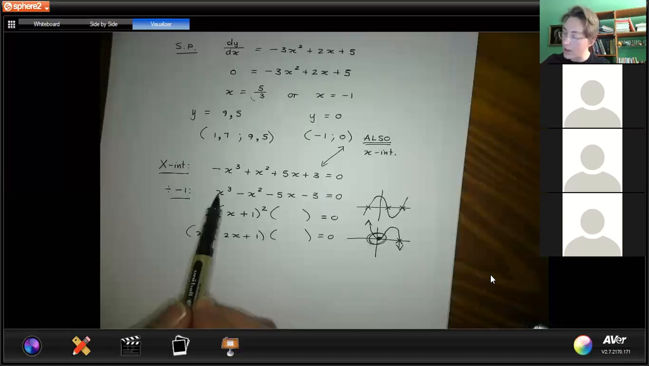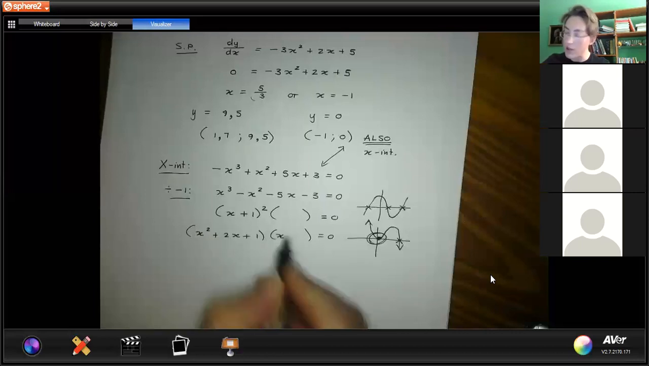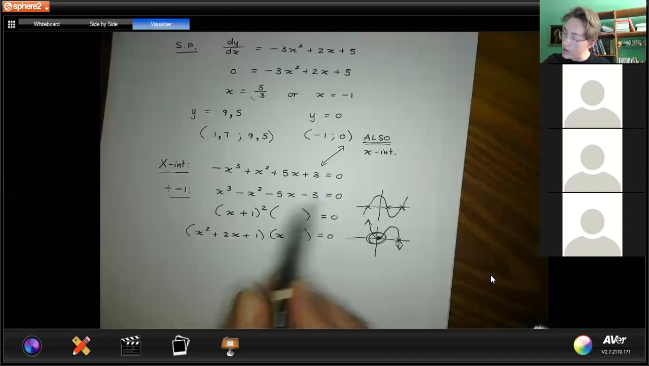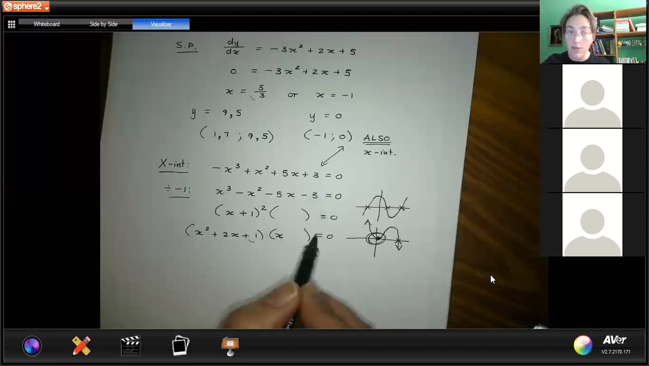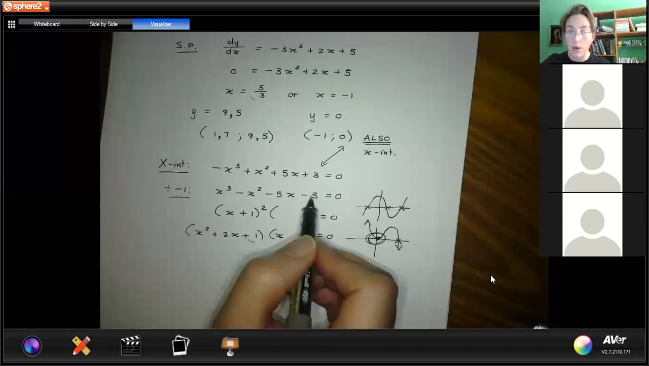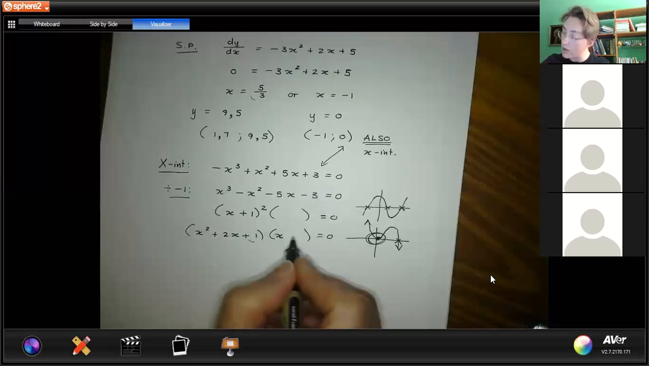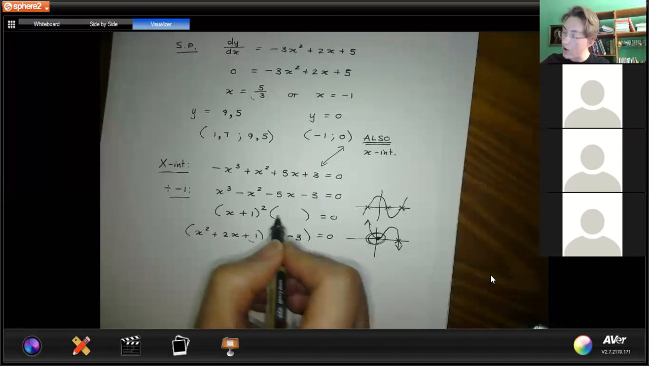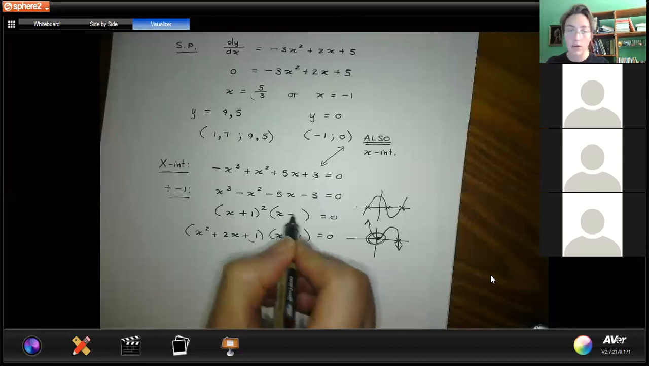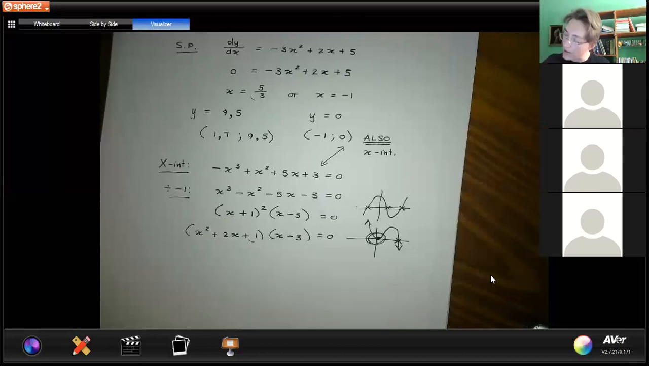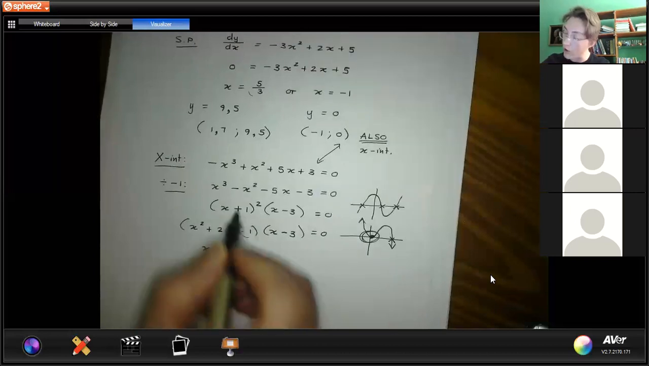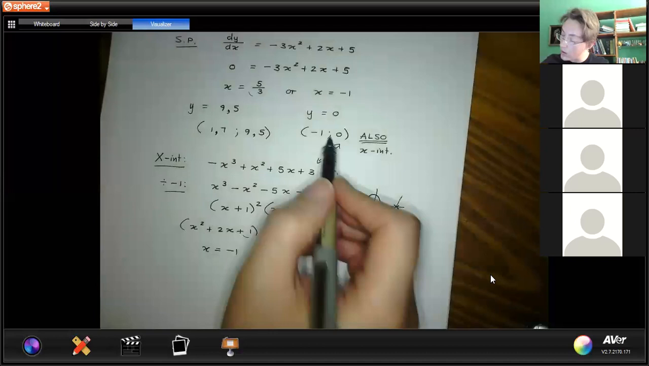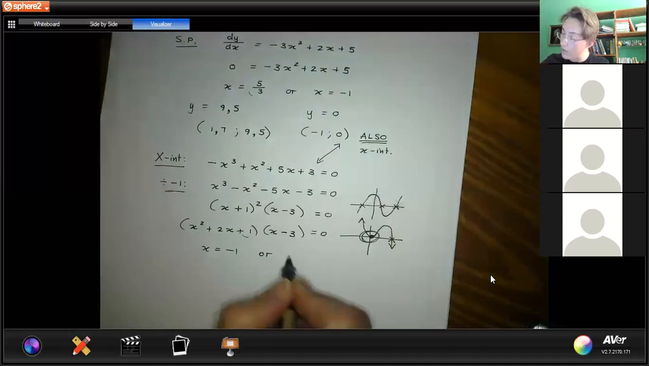So x squared times x is equal to x cubed. And this one times this one, this is the constant value, times the constant value here, it's got to be equal to this one. So 1 times -3. So then I know that this bracket is x minus 3, which then means I know my x-intercept is x equal to -1 from here, which I already knew from here, or x equal to 3 from there.